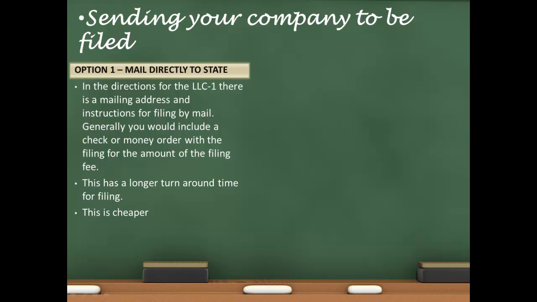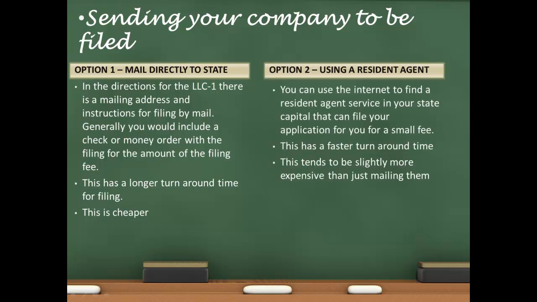This method has a longer turnaround time, but is cheaper than the alternative, which is option 2, using a resident agent service. A resident agent service is a company that files paperwork on behalf of other companies. One can easily be located via an internet search for your state. This has a faster turnaround time as they will physically send someone to the Secretary of State's window and get the filing done for a small fee.